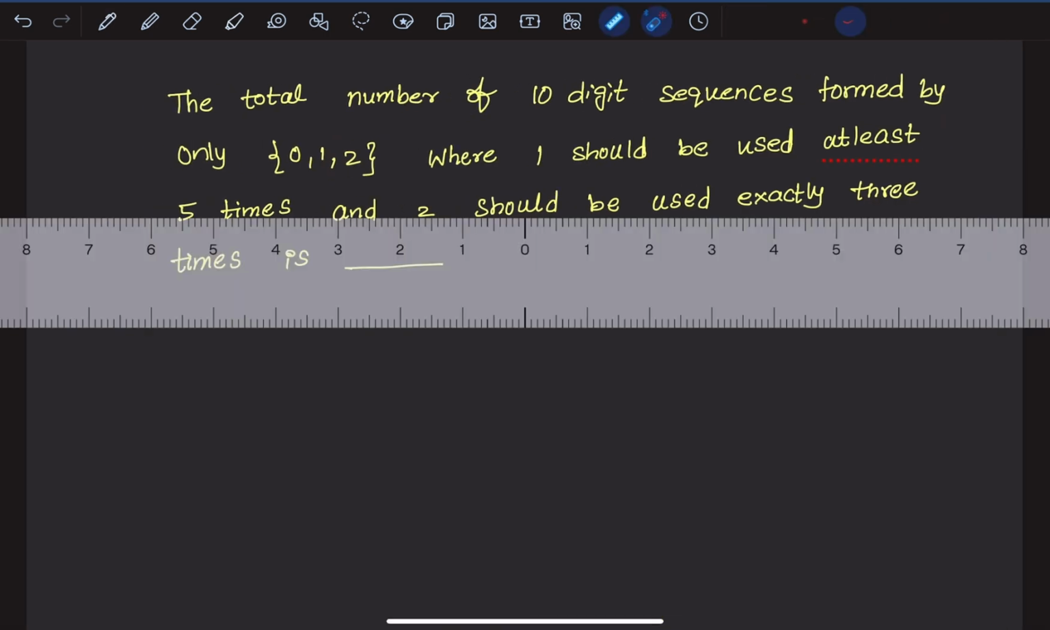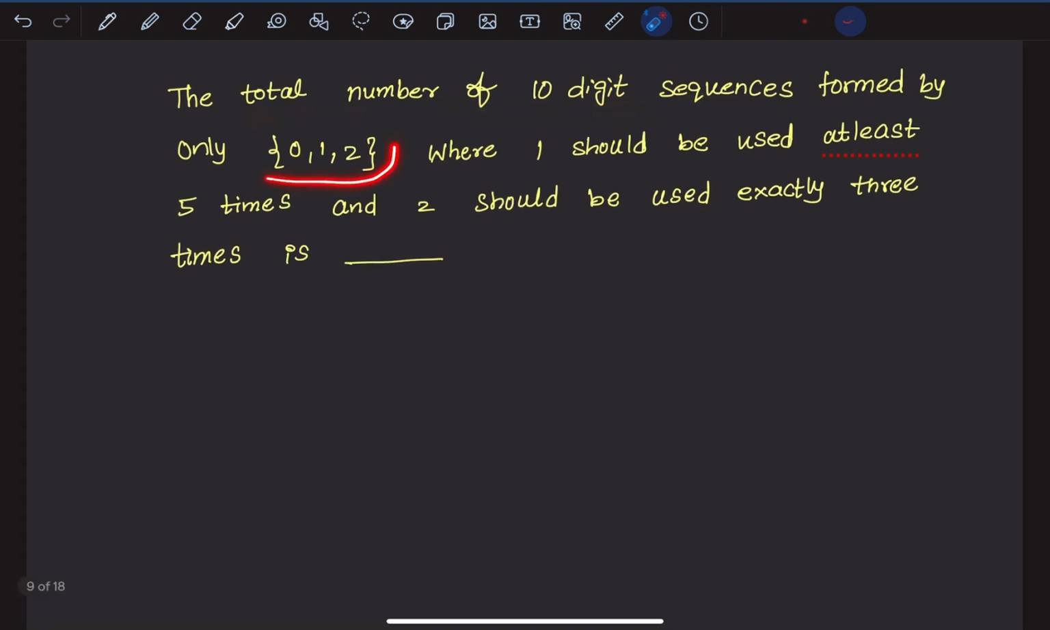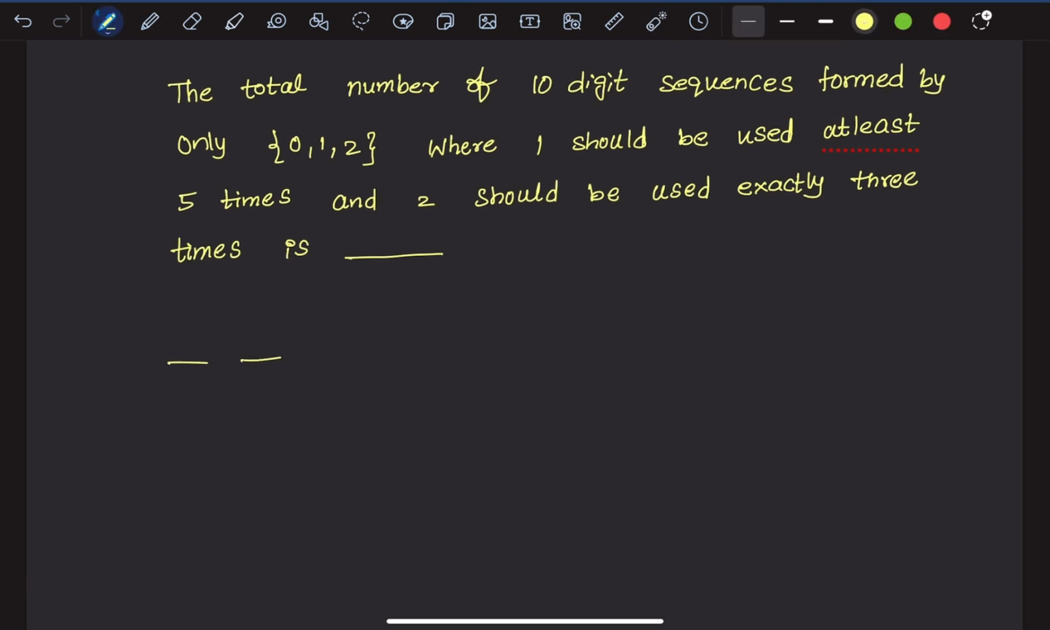So here we have to find out the total number of 10-digit sequences formed by using only these 3 digits, where 1 should be at least 5 times and 2 should be used exactly 3 times. So you have 10 spaces. So 2 should be used exactly 3 times and 1 should be used at least 5 times. Okay, so 1 can be used either 5 times.